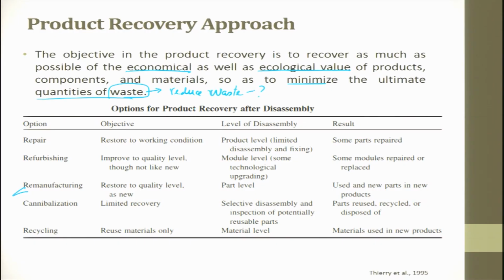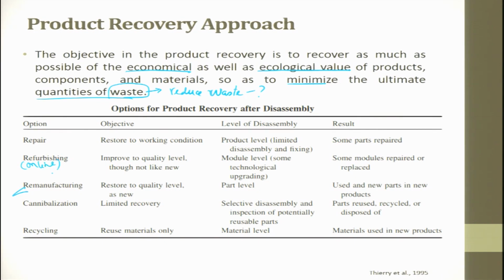So, options for product recovery after disassembly. Option 1 is repair. The objective of repair is to restore a working condition. Level of disassembly: product level, limited disassembly and fixing. Results: some parts are repaired. Cycle: repair, restore to the working condition. At product level, remove a nut, put a nut; the axle has to be removed, spokes have to be replaced, the bearing has to be replaced, the bell has to be replaced. It is all just working on one part: repair the part, put the part into action, and then you can start using it.